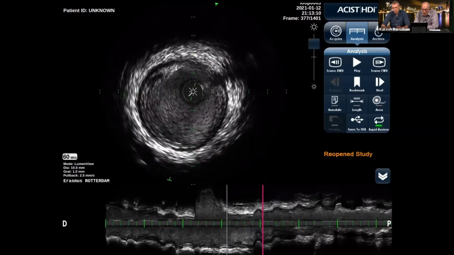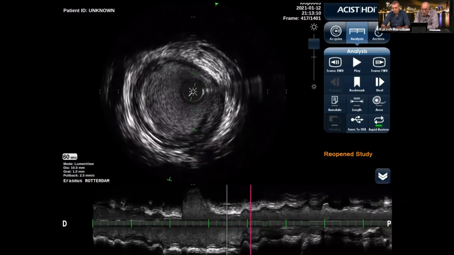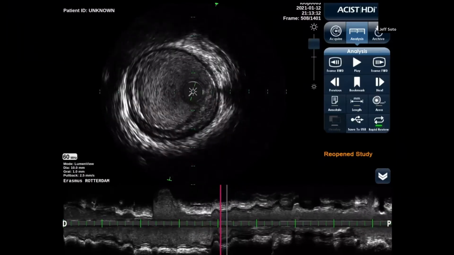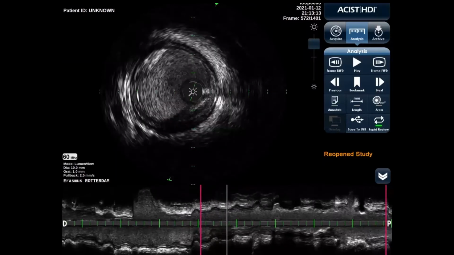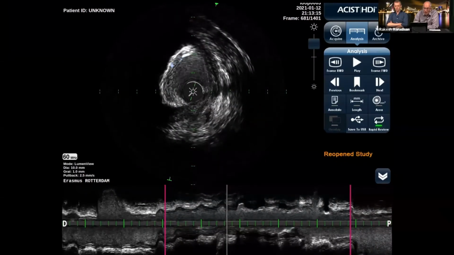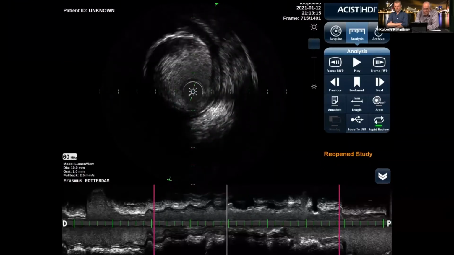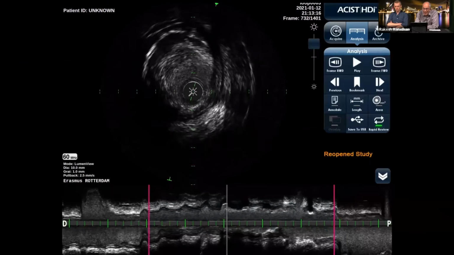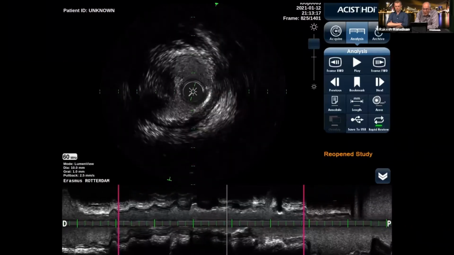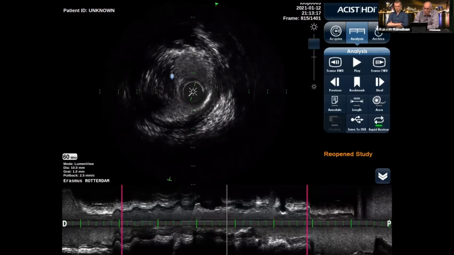So you see there is still a lot of good flow, but now we can appreciate more that this vessel was quite diseased, and that we also have some calcium in there. Now we can see the sharp line of the superficial calcium from 6 to 12 o'clock with a minimal luminal area, and here we still have some organized thrombus.